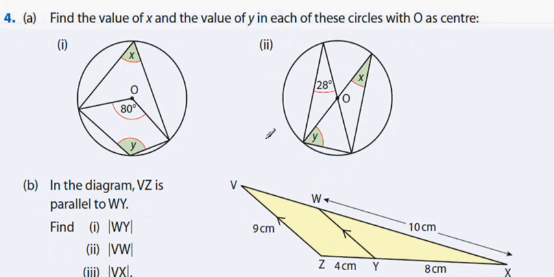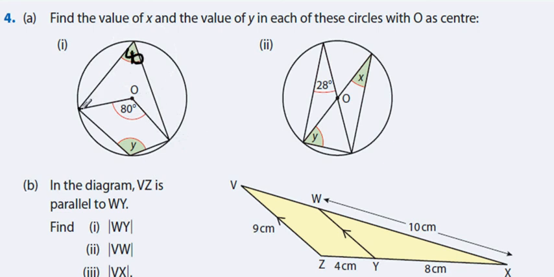Find the value of x and value of y in each of these circles with O as its centre. Okay, well, first of all, what we know is that this line starts at, this angle is created from A and B, and so is the angle at the centre of the circle, which is 80. Now the rule is that the angle at the circumference is half that of the angle at the centre of the circle, so x is going to be equal to 40.